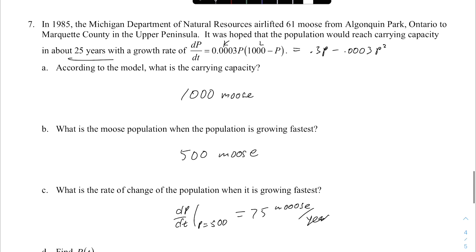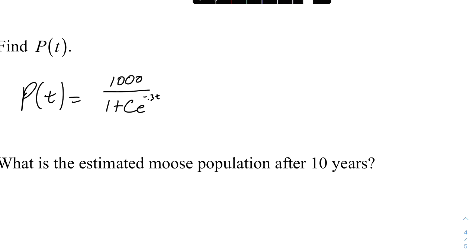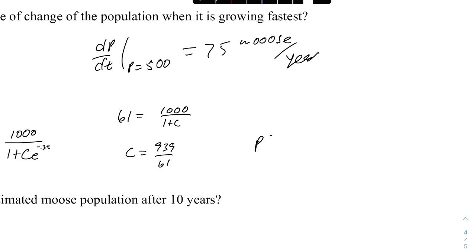So now it tells us that they airlifted, they dropped these guys off. So when time was 0, this was at 61 moose. So put in 61 equals 1,000 over 1 plus C, right? And then our e to the 0 will just be 1, so just 1 plus C. C will work out as 939 over 61. So my P of t equation will equal 1,000 over 1 plus 939 over 61, e to the negative 0.3t.